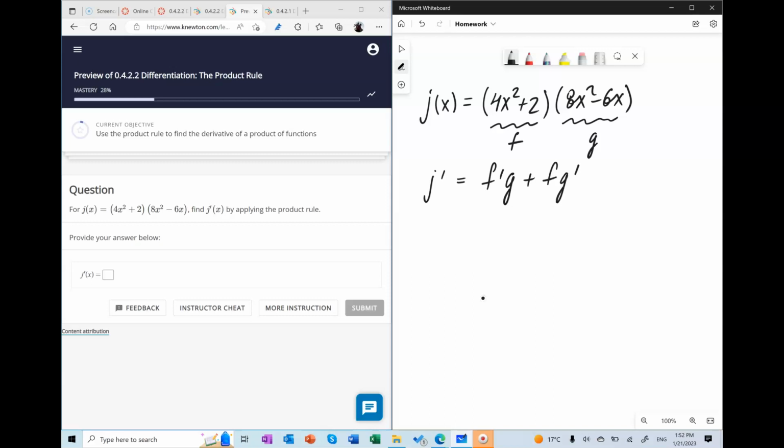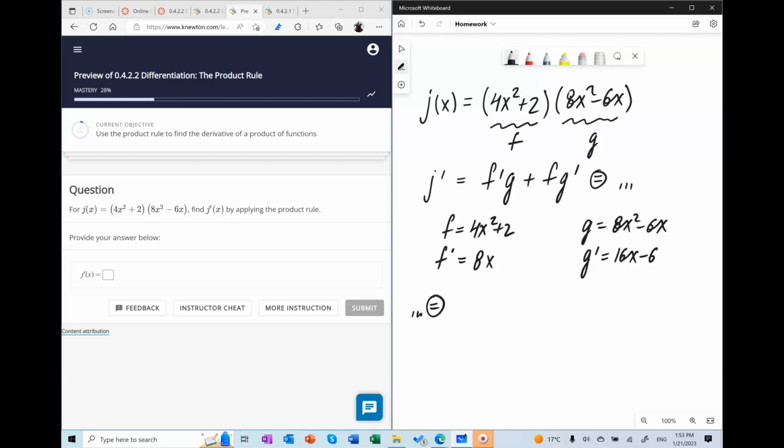So you just need to know all the ingredients of this formula, right? We already know what f is, right? f is 4x squared plus 2. We already know what g is. g is 8x squared minus 6x. So now we just need to find f prime, which we learned how to find previously. So it's just 8x, and g prime, which is 16x minus 6. Now we have all the ingredients. We can continue with answering this question.